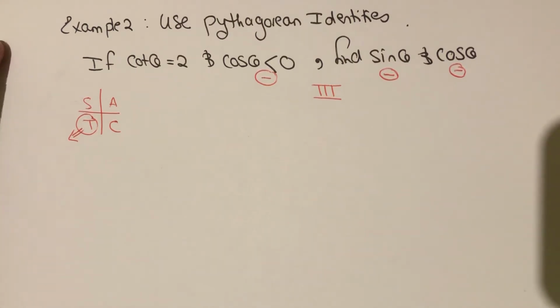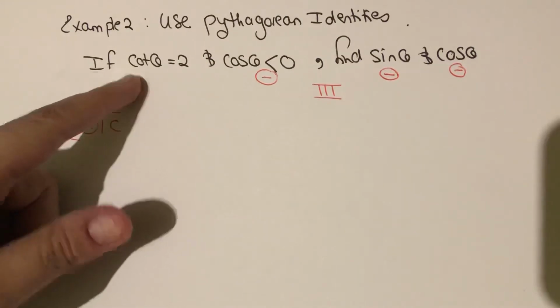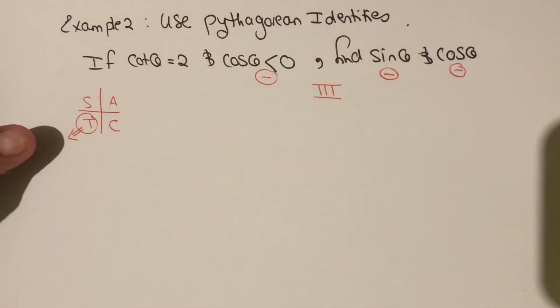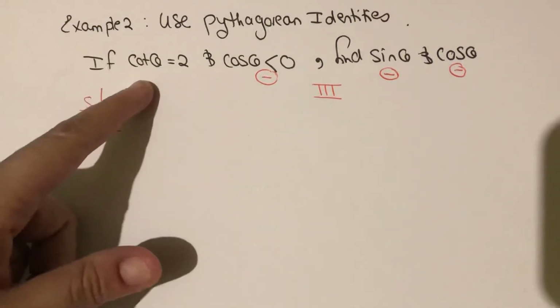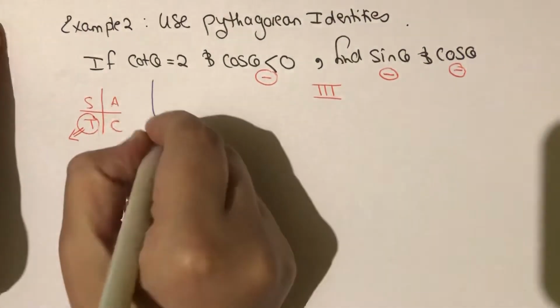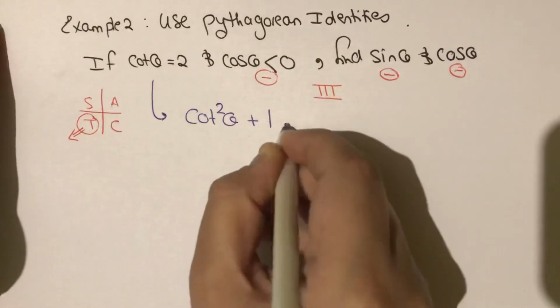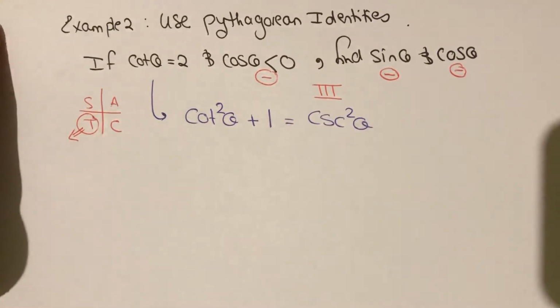Okay, which identity will I think of? I'm thinking about one of the Pythagorean identities. You might think in a different way, for example, a quotient identity. But a quotient identity will not help me here because cotan is going to be cosine over sine, and I don't know either cosine or sine, so it's not going to be helpful for me. So I would rather go to one of the Pythagorean identities, which is cotan squared theta plus 1 equals cosec squared theta. I might think this will be helpful for me because this will help me get sine.